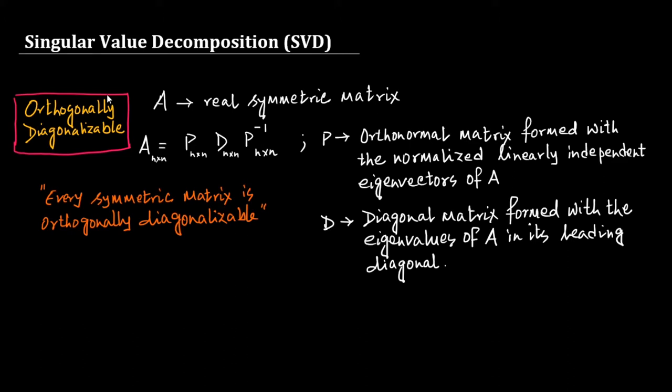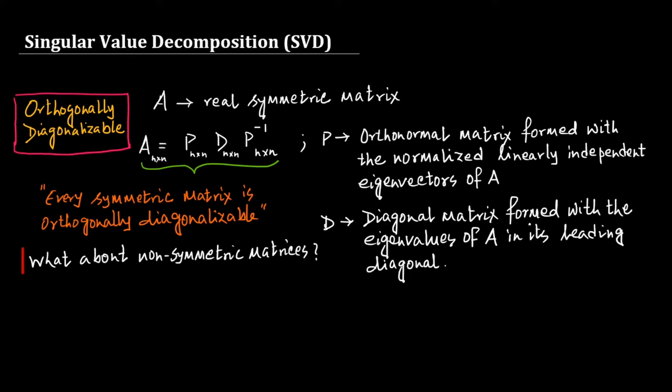If my matrix is a real symmetric matrix, then I can have this kind of factorization available as per the spectral theorem. Now, an immediate question occurs: what about non-symmetric matrices? Can we factor them as a product of three matrices of which two will be orthogonal and one will be diagonal? Can we have such a representation available for non-symmetric matrices? That is the question. And the answer to this question will eventually lead us to the concept of singular value decomposition. So now let us see what we can do for non-symmetric matrices.